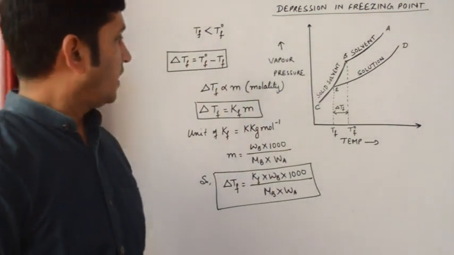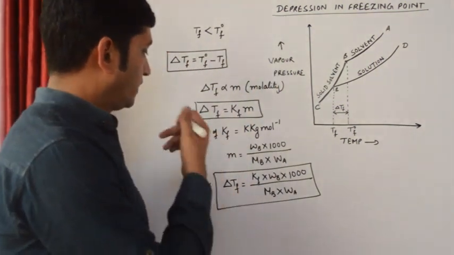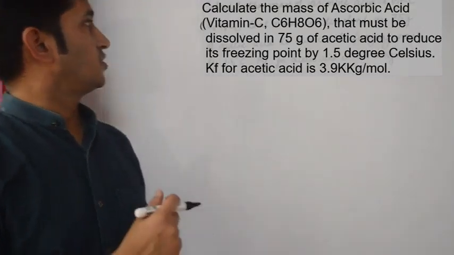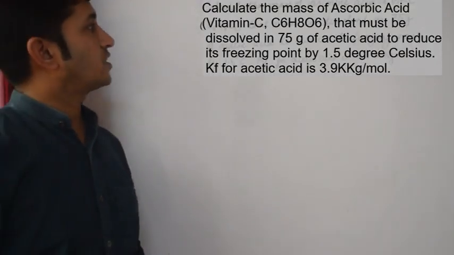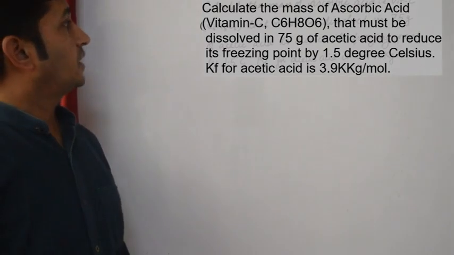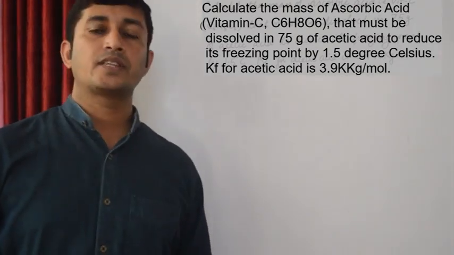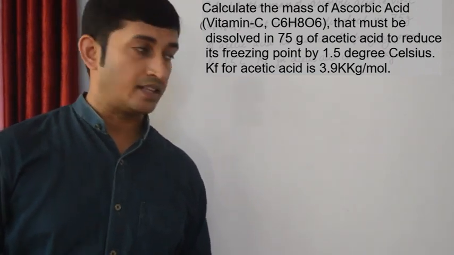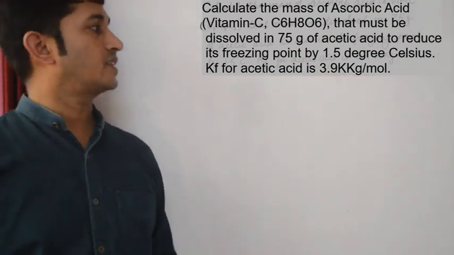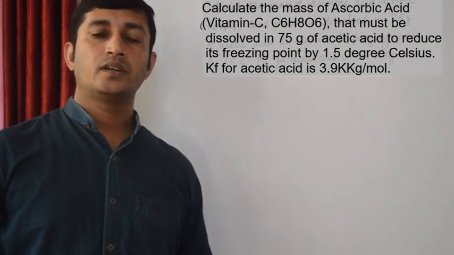Now let us see a numerical based on this topic. Now here is your question. Calculate the mass of ascorbic acid, that is vitamin C, that must be dissolved in 75 gram of acetic acid to reduce its freezing point by 1.5 degrees Celsius. Kf for acetic acid is 3.9 Kelvin kilogram per mole.